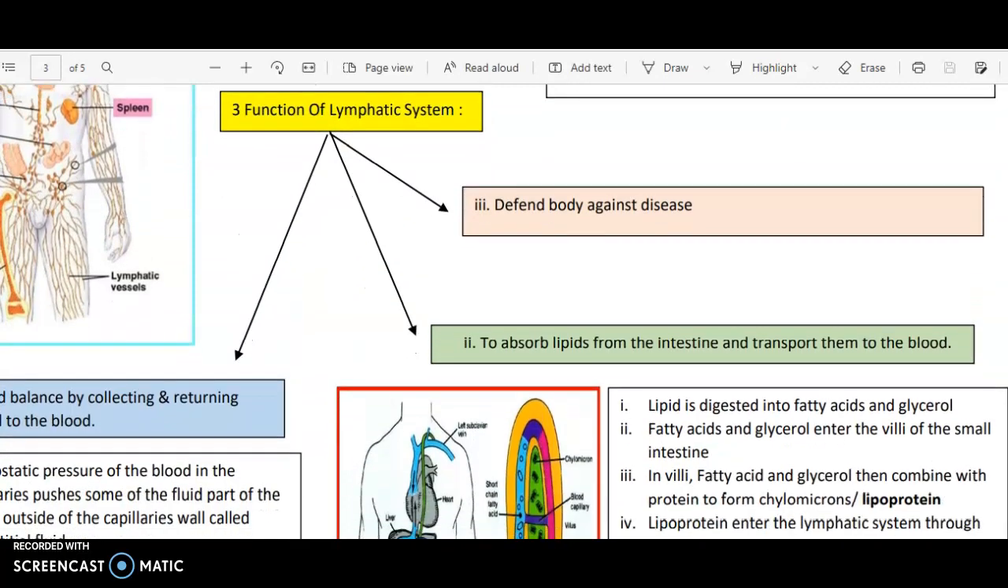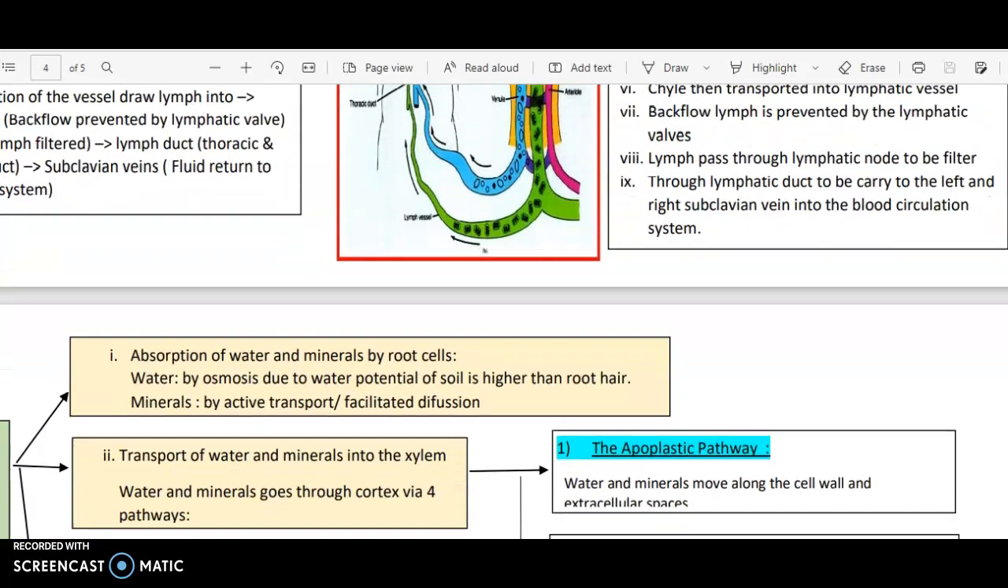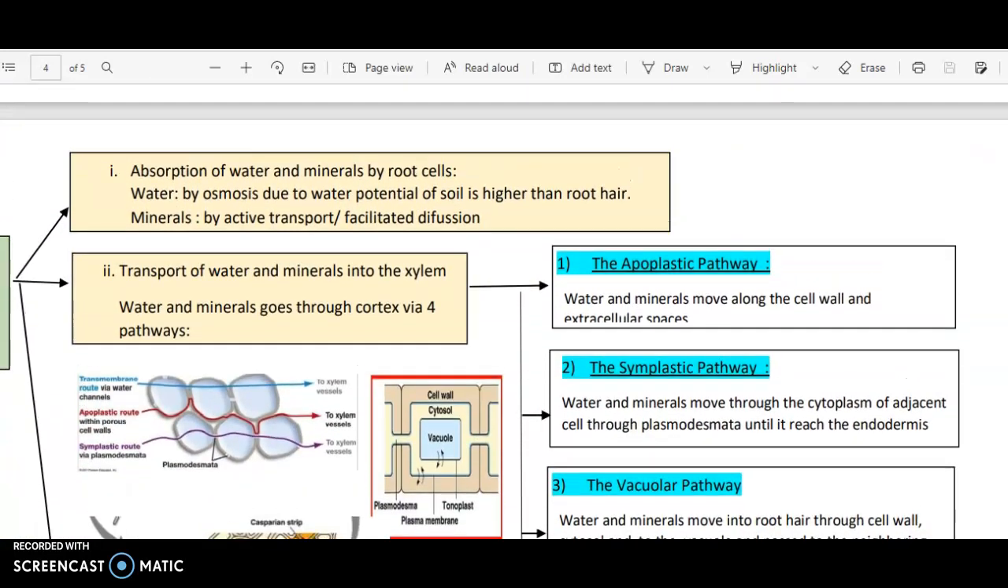So the third function is for body defense. This we're going to discuss specifically in chapter 11.